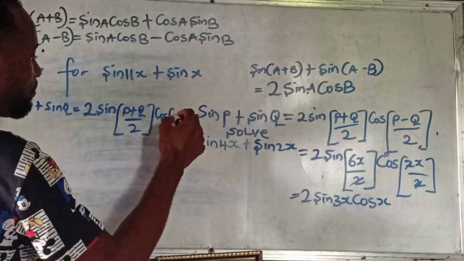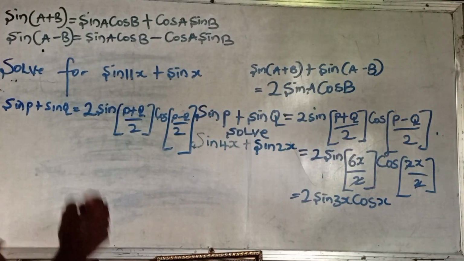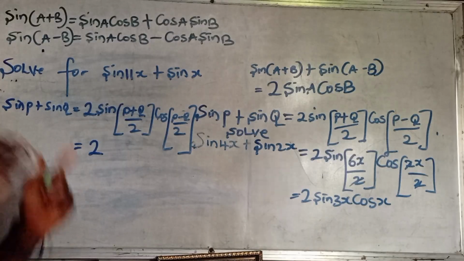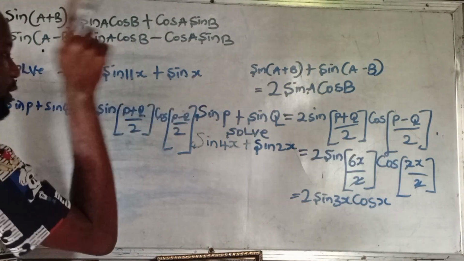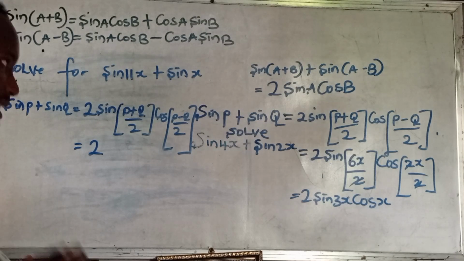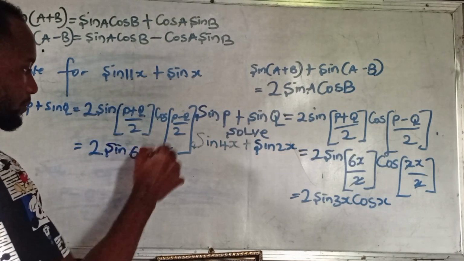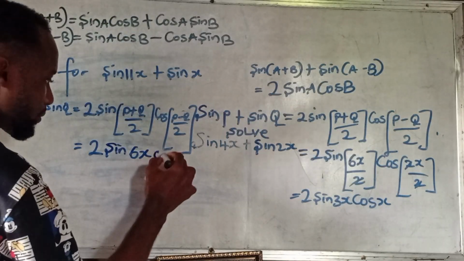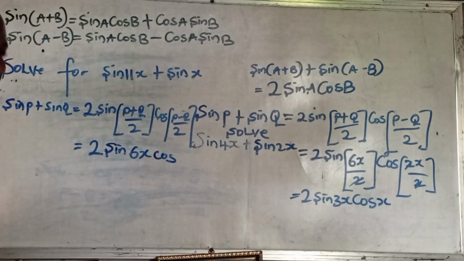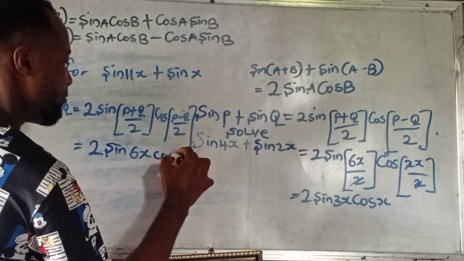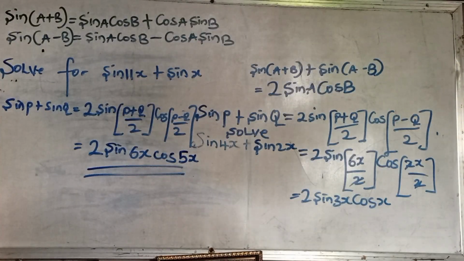Cos of P minus Q divided by 2. That is the formula. So this is equal to 2. You can solve this without a calculator, even without pen and paper. 11 plus 1 is 12. 12 divided by 2 is 6. Then we move to the next one, cos. 11 minus 1 is 10. 10 divided by 2 is 5. So the answer is 2 sine 6x cos 5x. That is the final answer to this question.